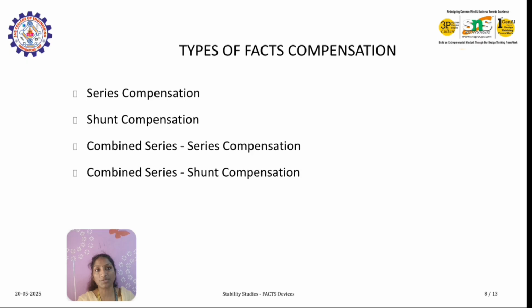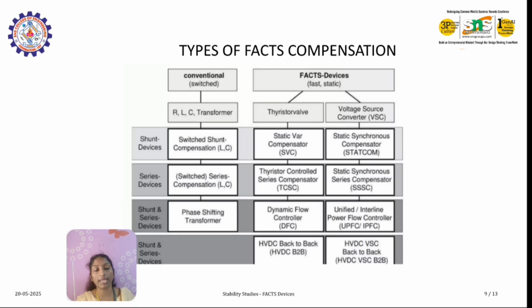Coming to types of FACTS compensation, we have 4 types: series compensation, shunt compensation, and combined series-series compensation, and combined series-shunt compensation. When we connect the FACTS device in series with the circuit, we call it series compensation. Where we place it in shunt, that is, in parallel, we name it shunt compensation.